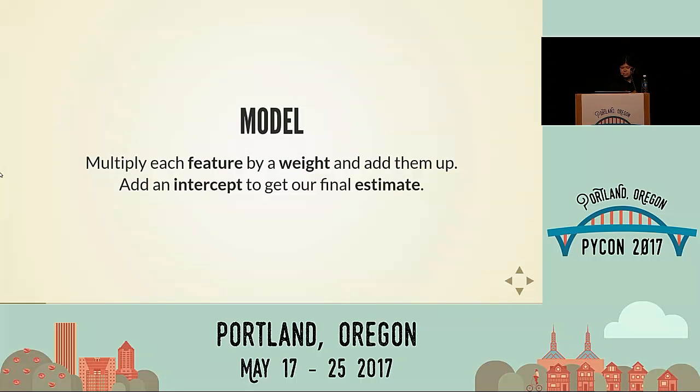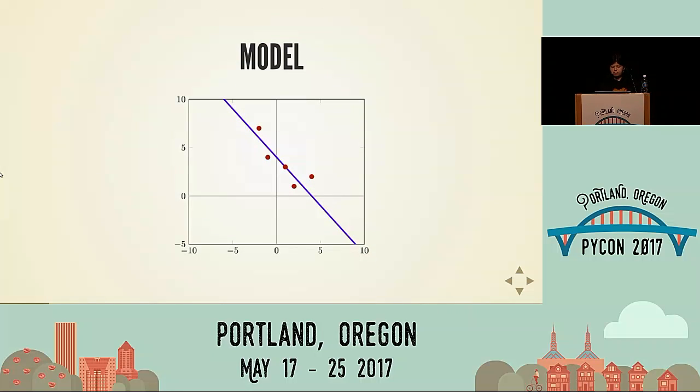Next, we have to consider our model. The model is the family of functions that we're going to consider in mapping X to Y. And since this is linear regression, what we're going to do is multiply each feature by a weight and add them up. And then we're going to add an additional intercept to get our final estimate. And what that corresponds to geometrically is simply drawing a line of best fit through the data.